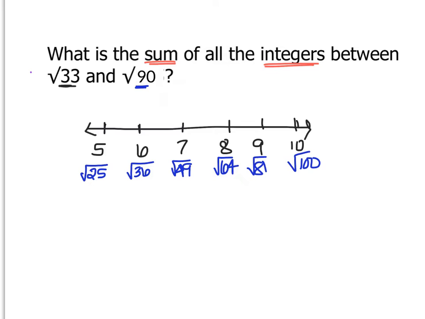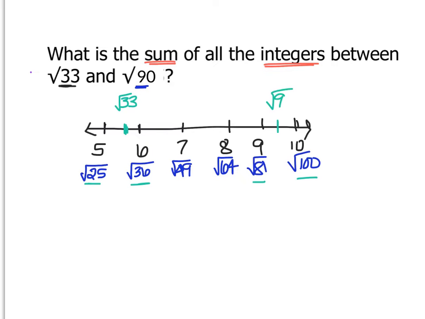The square root of 33 is in between 25 and 36. It's a little closer to 36, so that means it's a little closer to 6. So that goes here. The square root of 90 is in between the square root of 81 and square root of 100, which means it's in between 9 and 10, pretty much right in the middle.